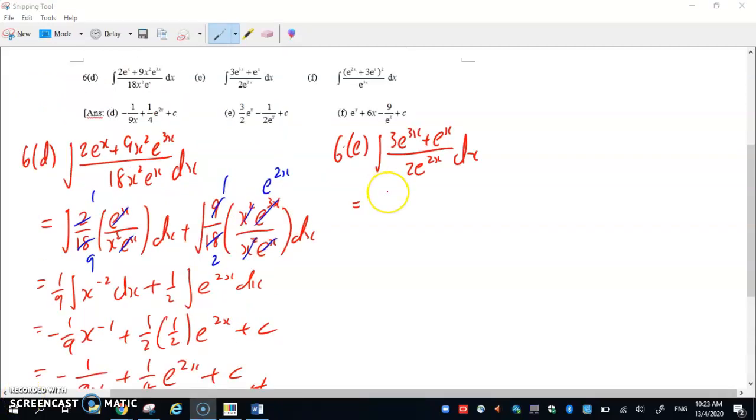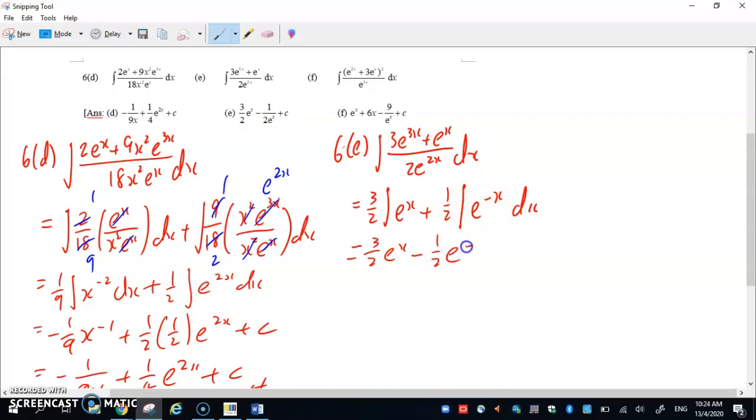Okay, so for 6e, again, we want to split them into two parts, and what we get is simply 3 over 2, we have e to the power x plus half e to the power minus x dx. Integrating e to the power of x, we'll just get back the same thing, so 3 over 2 e to the power of x. And this, because of the negative, we have minus half e to the power of minus x plus c. So that's all for the answer.